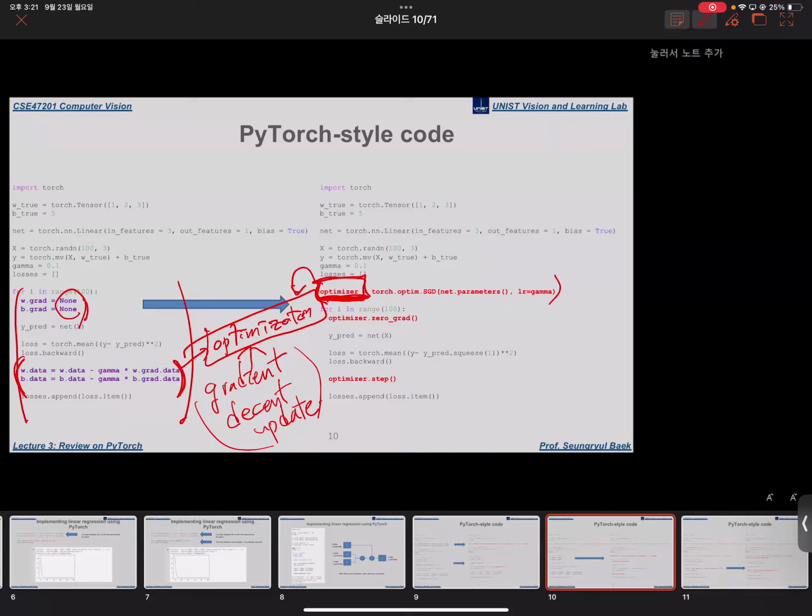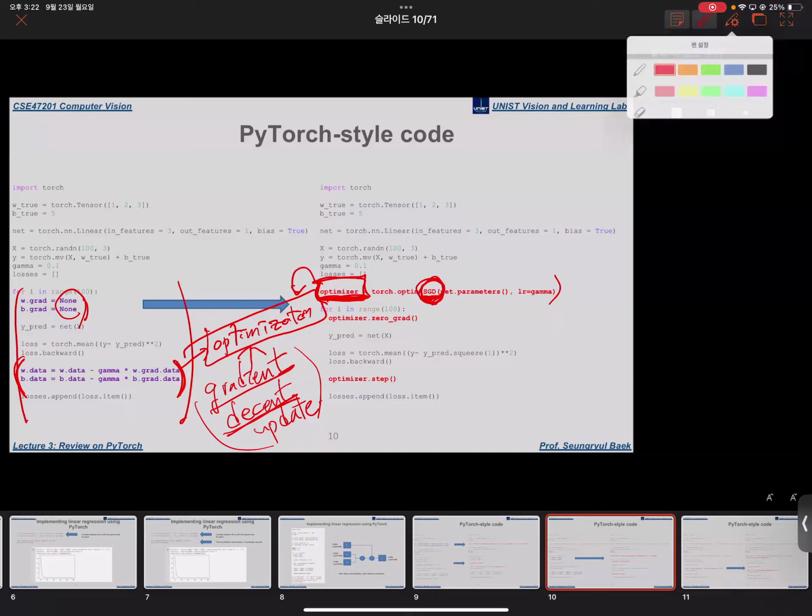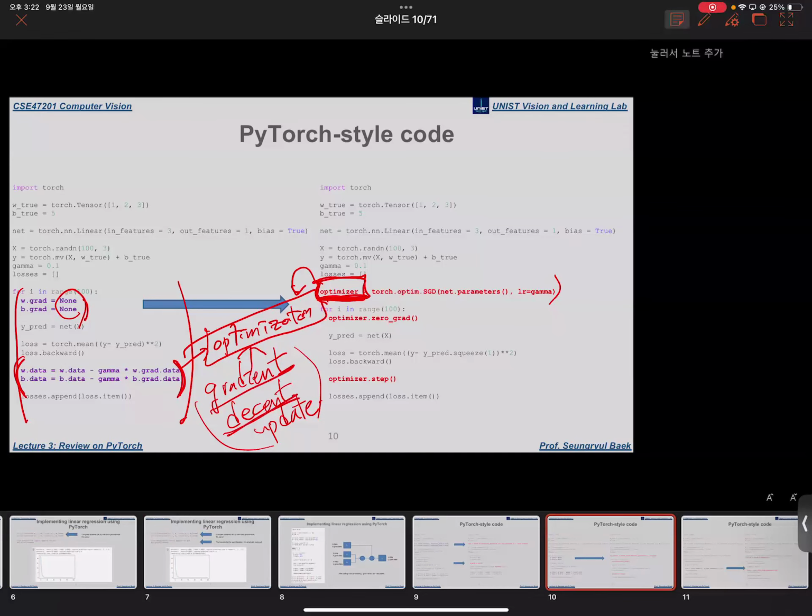And this algorithm is called the gradient descent algorithm. This SGD is the abbreviation for stochastic gradient descent. I will let you know the difference between SGD and GD later. But anyway, we will use this SGD function, which implements gradient descent. So this optimizer will lead us through the gradient update.